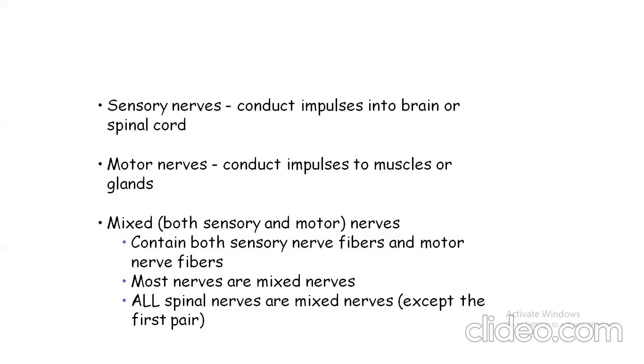Now next, sensory nerves. They conduct impulses into the brain or spinal cord. Motor nerves conduct impulses to muscles or glands. Next one is the mixed nerve, which means both sensory as well as motor nerves. They contain both sensory nerve fibers and motor nerve fibers. Most nerves are mixed nerves. All spinal nerves are mixed nerves except the first pair.